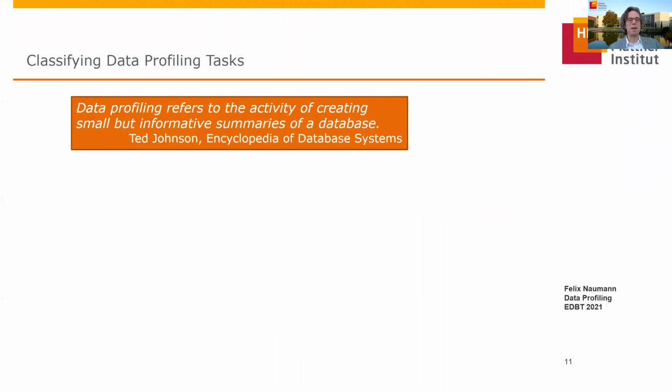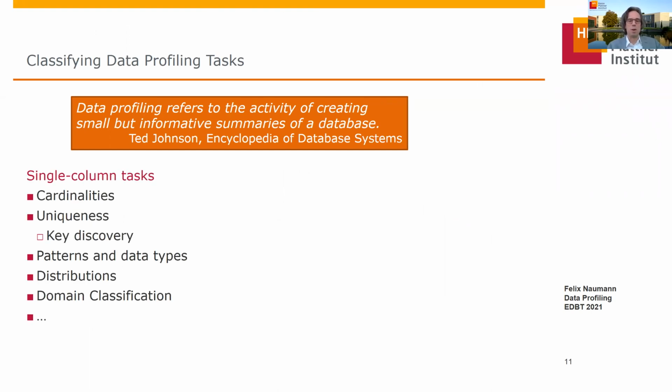So let's have a look at the more interesting data profiling tasks. Ted Johnson of AT&T gives a quick definition in the encyclopedia: data profiling refers to the activity of creating small but informative summaries of a database. Okay, so what could that be? There are a whole bunch of tasks that work on an individual column. These are basically counting tasks. How many distinct values do I have? How unique is my column? Are there any specific patterns, distributions, histograms about my data?